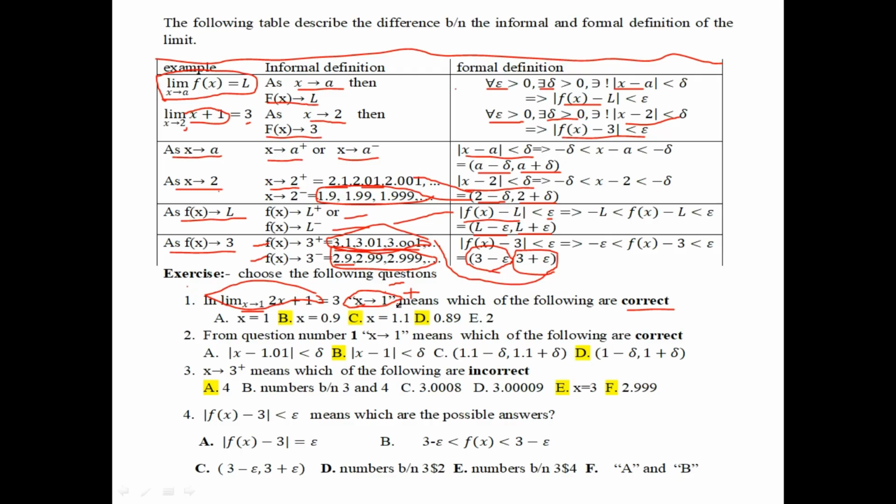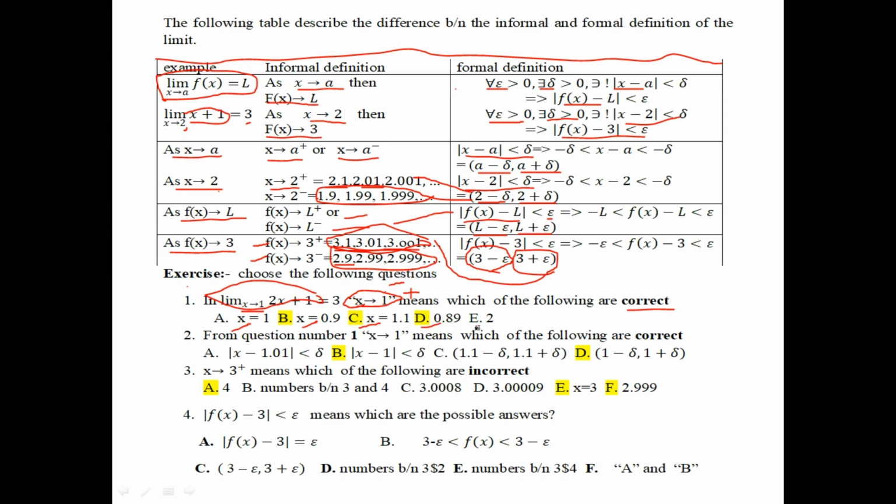So which one is correct? Is it x equals 1? No, forbidden. x equals 0.9? Yes, this one is from the left. x equals 1.1? Yes, this is a value from the right, which means values between 1 and 2. D, 0.89, this is also yes, a value from the left. But E, x equals 2, is beyond 2.